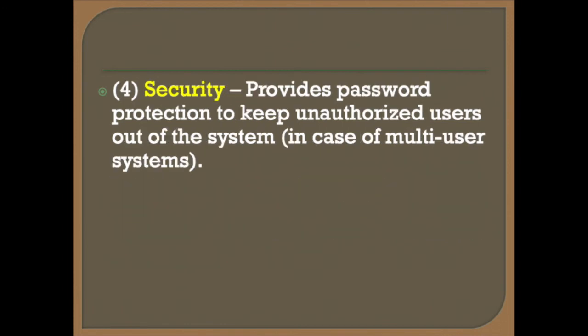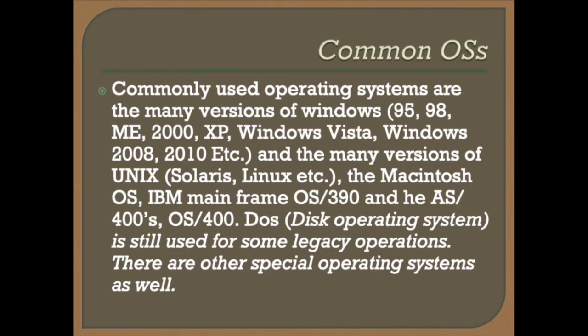If there are multiple users for a system, each one needs a password to protect their own data, and it is the operating system that provides password protection to keep data from unauthorized persons. The common operating systems are different versions of Windows, the versions of Unix, Mac OS, IBM mainframe OS, etc.